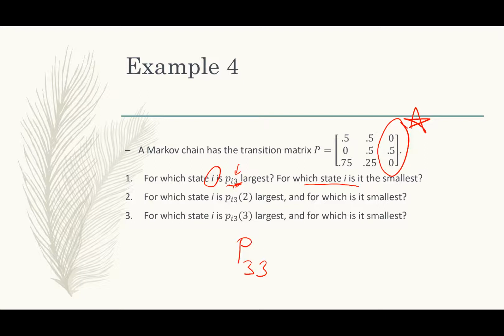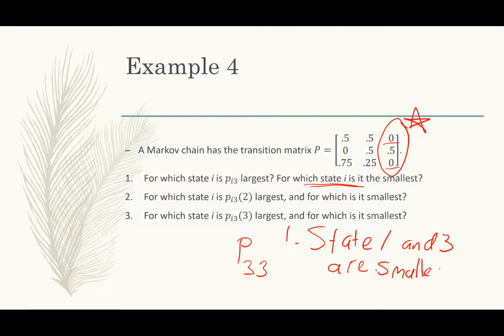So it says for which state i is it the smallest. To answer this, because there's no parenthesis next to this, we're talking about the original transition matrix that we see on the screen already. So for which state i is it the smallest? Well, the first state and the third state are both at 0, so they're the smallest. So to answer number 1, states 1 and 3 are smallest because they're both 0.